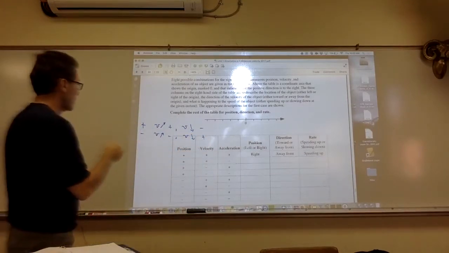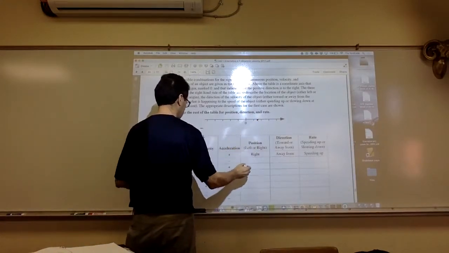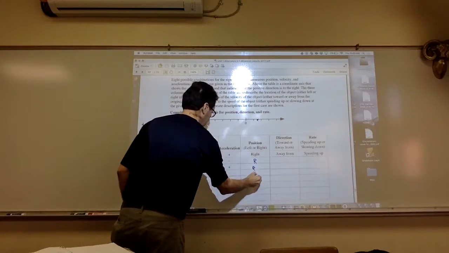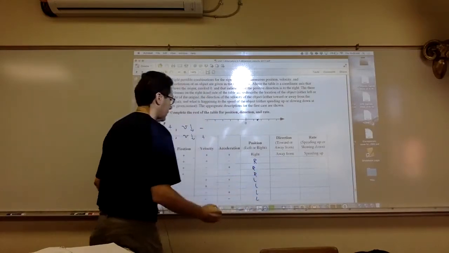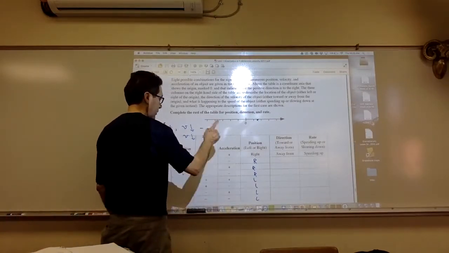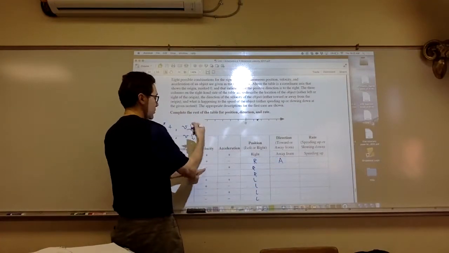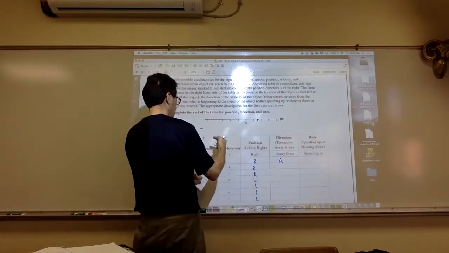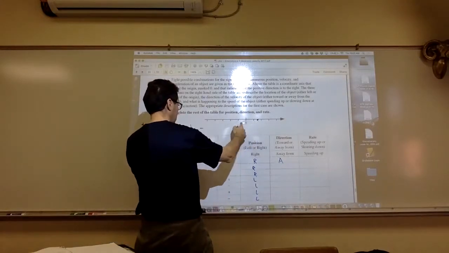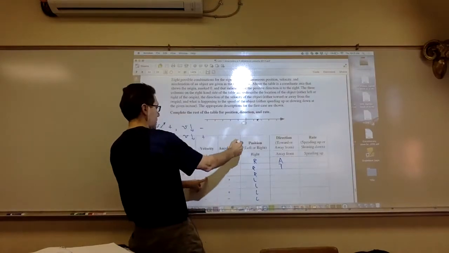All right. So here your position is positive, which means you are on the right side. Okay, so I'm going to fill in the positions first. So right, right, right, left, left, left, left. Okay. The direction, if your velocity is positive, you're going away from. So away. If your velocity is negative, it means you're going left, which means you're going towards the zero. So here you're starting from the right, and you're going towards the zero. Okay. Here you're starting from the right, and you're going towards the zero also.